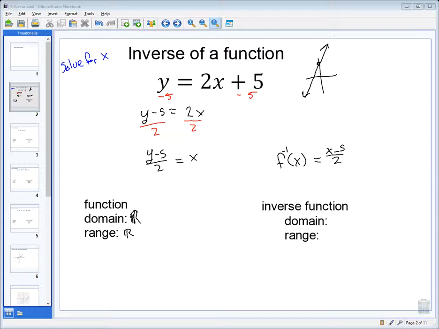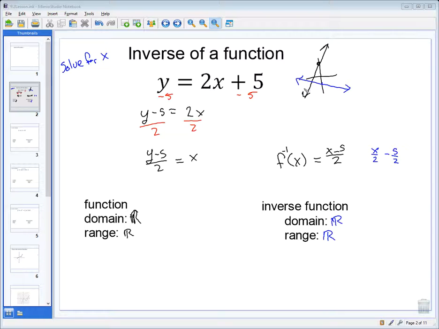For the inverse, I have x minus 5 all over 2, which could be written as 1/2 x minus 5/2. So this thing would be crossing down here, and it would have a slope of 1/2. So it would look like this. Notice that my domain is all real, and my range is all real. So in both cases, the domain and the range are all real.